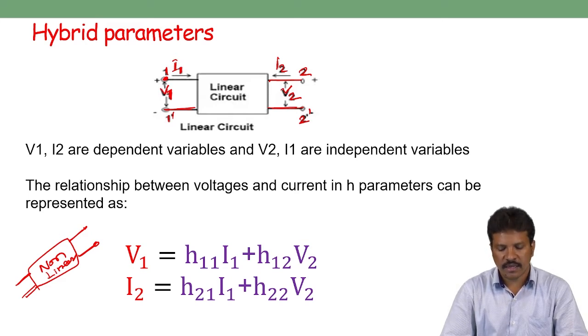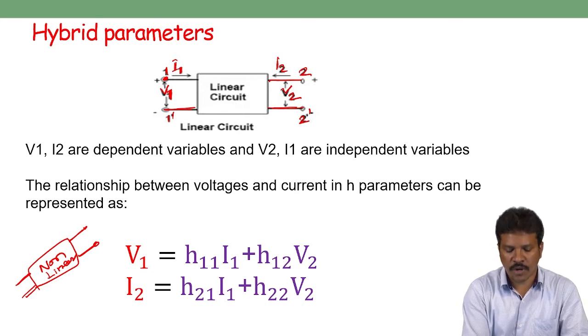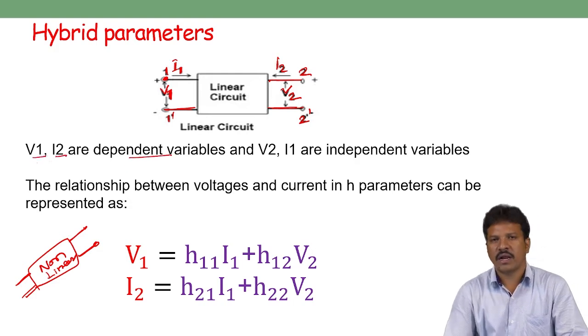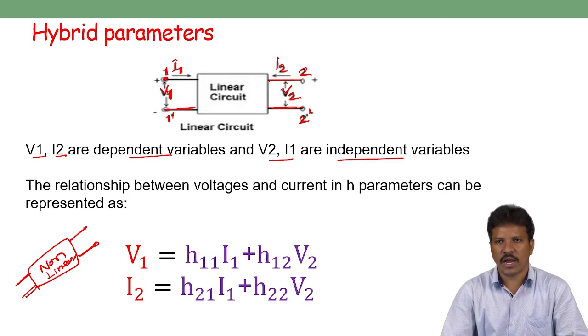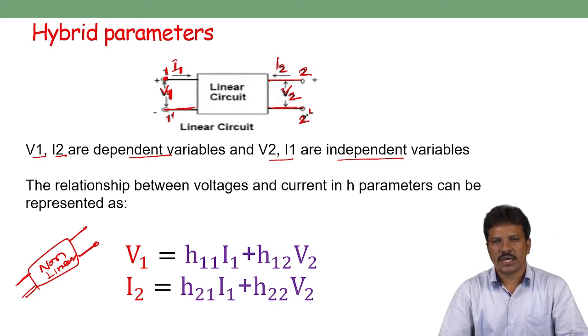In this generalized linear circuit two-port network model, among the 4 parameters, V1 and I2 are dependent variables, and V2 and I1 are independent variables. So we can write V1 and I2 in terms of V2 and I1 in the two-port network model. This is the relation between voltage and current in the H parameter model, which can be represented in this hybrid model, which combines both the Z parameter model and the Y parameter model.